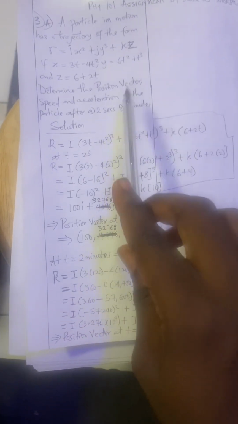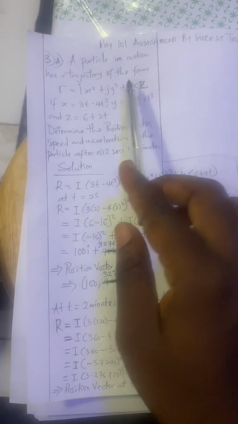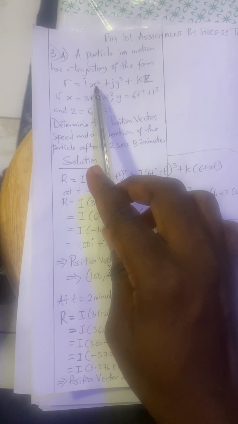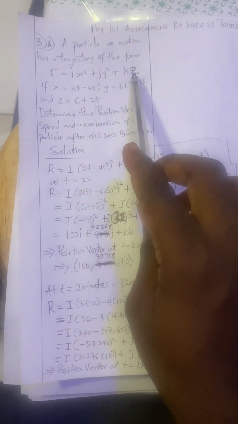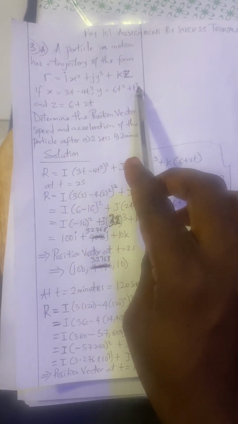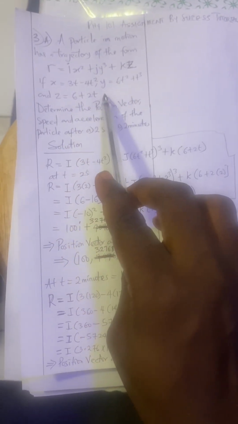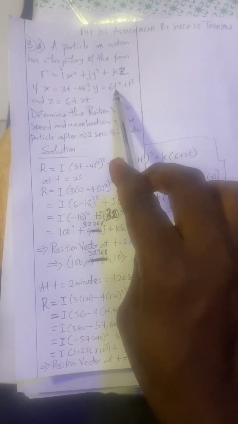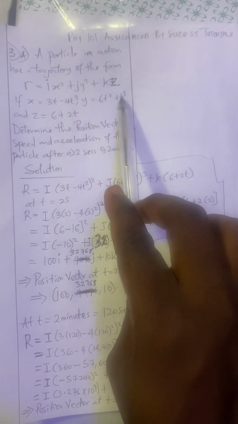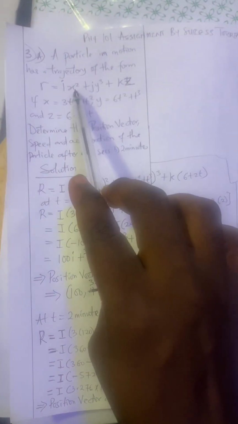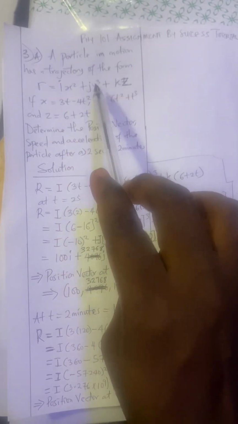Now in the solutions, this r represents displacement. And luckily for us, they give us what x means, what y means, and what z means. X is 3t minus 4t squared. Y is 6t squared plus t raised to power 3. And z is 6 plus 2t. So we're going to substitute x as this, y as this, and z as this. And that's what I did in the solution.